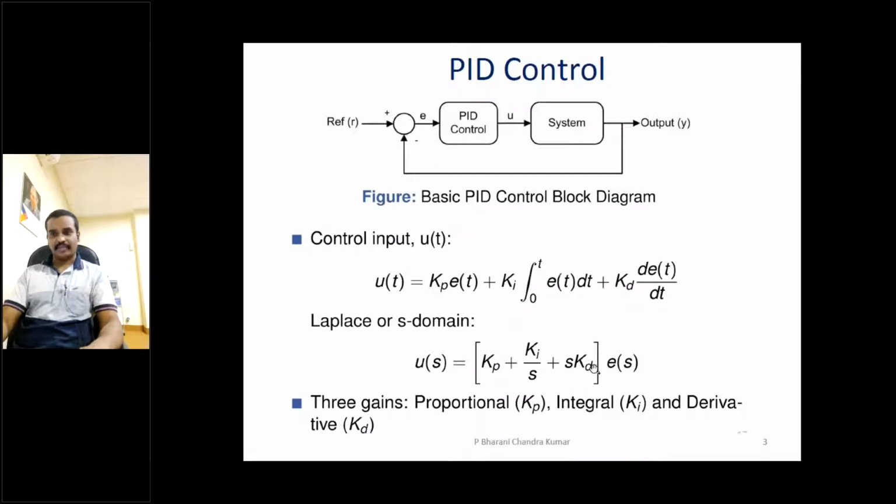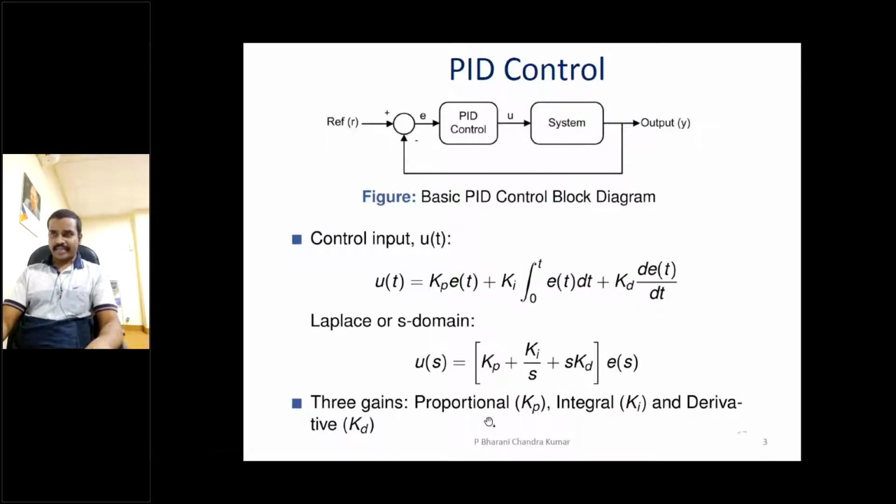So this is of much importance. So what is unknown here? 1 by S, S is a Laplace operator, so that is fine. You might be aware, E, the error, you can get it by subtracting the reference and the actual output. The things which are missing here are Kp, Ki, and Kd. So these three gains completely dictate the system's performance.